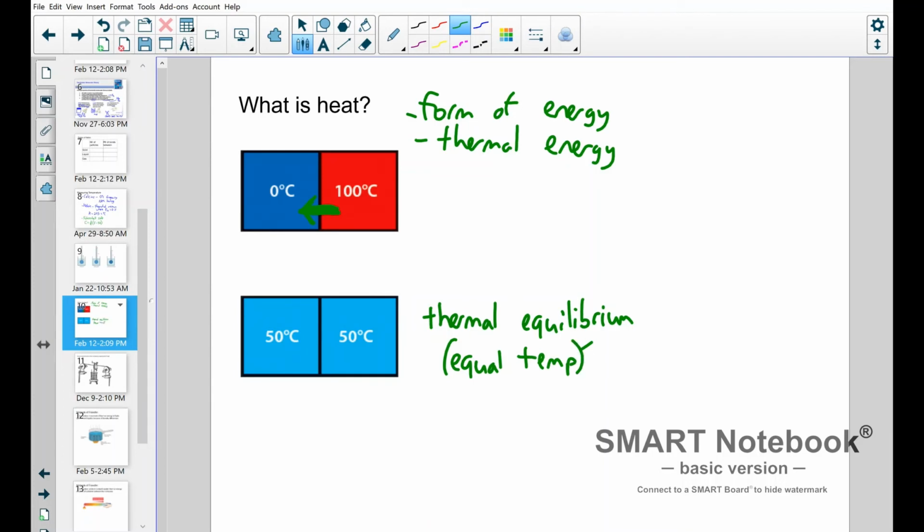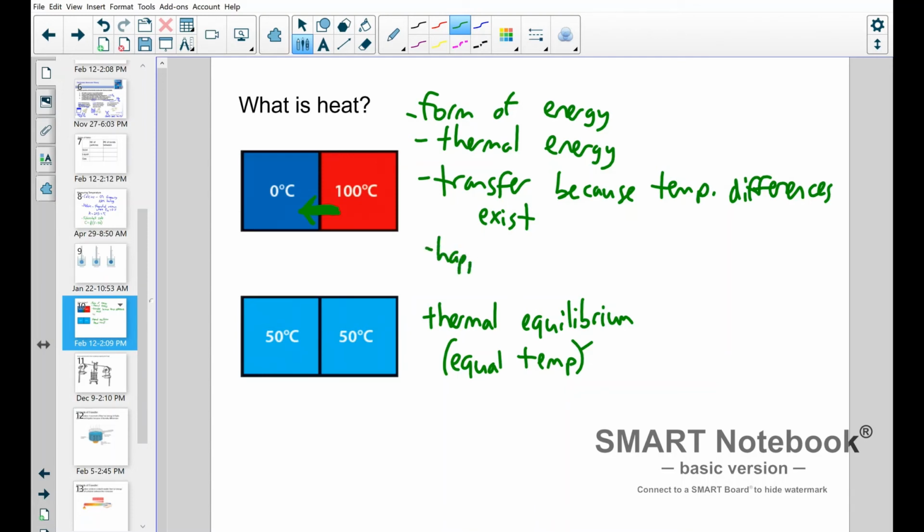So what we have happen here is that we have this form of energy that's being transferred from one object to another because of those temperature differences. This happens until they reach thermal equilibrium, at which point there won't be any net energy transfer between the two sides. So because this is a form of energy, it is measured in joules.